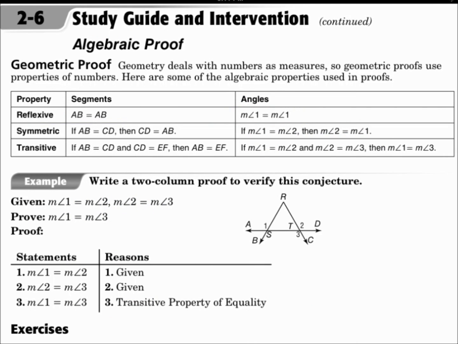Geometric proof. Geometry deals with numbers as measures, so geometric proofs use properties of numbers. Here are some of the algebraic properties used in proof. The reflexive property, where a value equals itself. For segments, a segment measure equals a segment measure, and for angles, an angle measure equals an angle measure. For the symmetric property, if one thing equals a second thing, then the second thing equals the first thing. Notice how it switches around the equal sign. For transitive, if the first thing equals the second and the second equals the third, then the first equals the third. All three of these properties can deal with segment measures or angle measures.